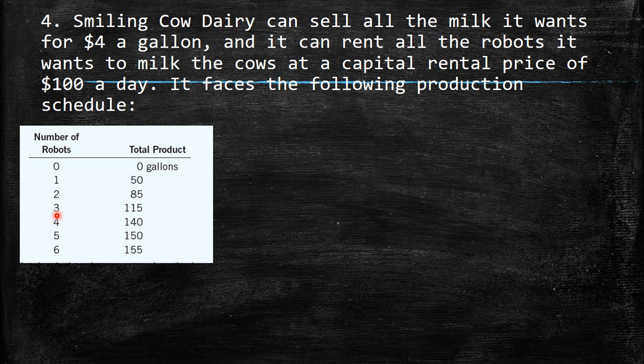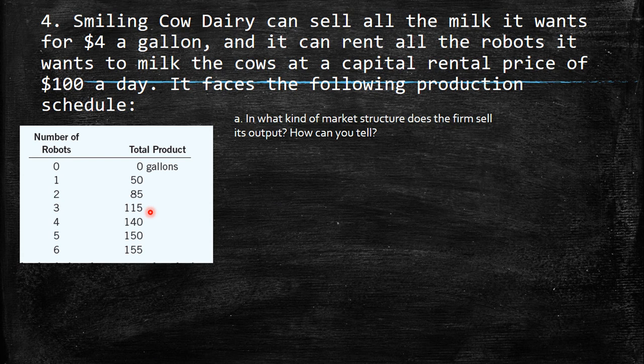As you can see, every time I increase the number of robots, I increase the production, but with the fact that every time I add one robot, production increases at a lower rate. This is again the diminishing product of capital, or the diminishing product of the factor of production. In this case, we're discussing capital.